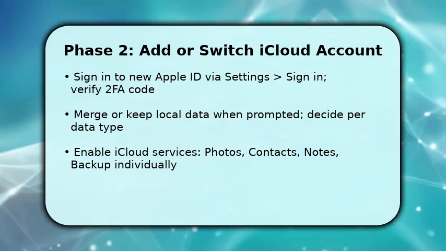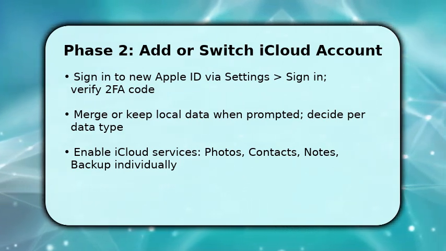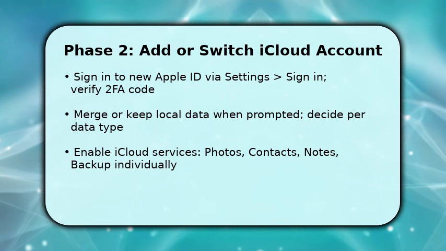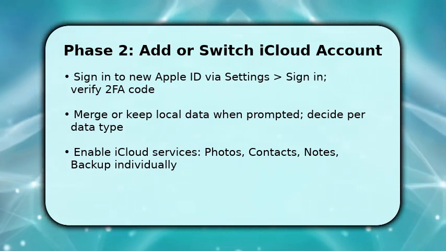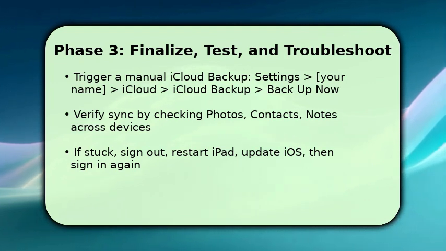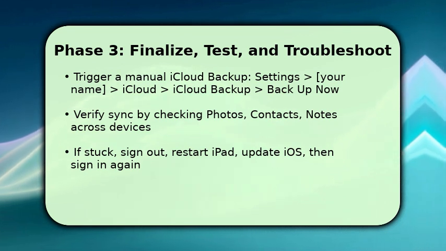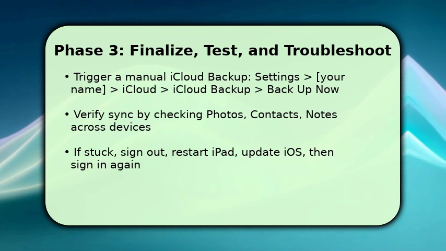After signing in, enable iCloud for photos, contacts, notes, and backup separately so only the services you need sync. Finish by forcing a manual backup and confirming sync across your devices. Open iCloud Backup and tap Backup Now, then check photos, contacts, and notes on another device to verify. Make sure iCloud Drive and Backup are enabled for seamless recovery.